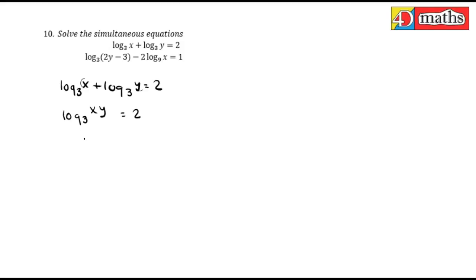So I'm going to change this to indices. So it's 3 to the power of 2 equals xy. So 9 is equal to xy. Okay. And we look at the other one.